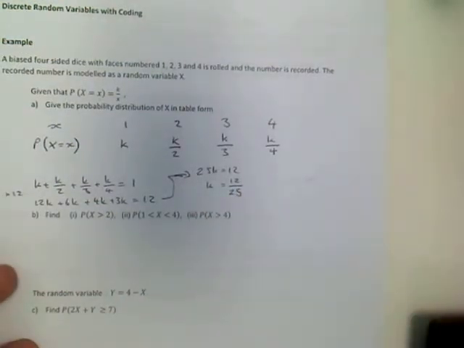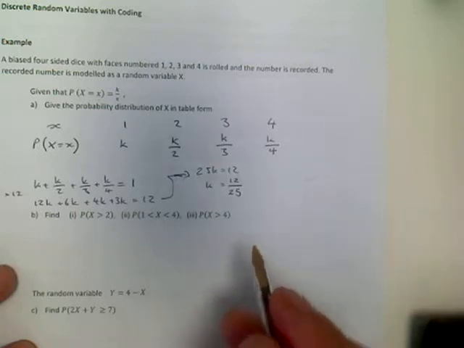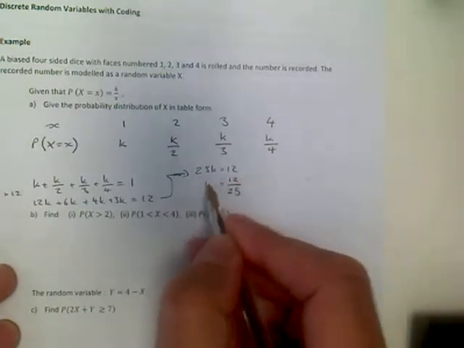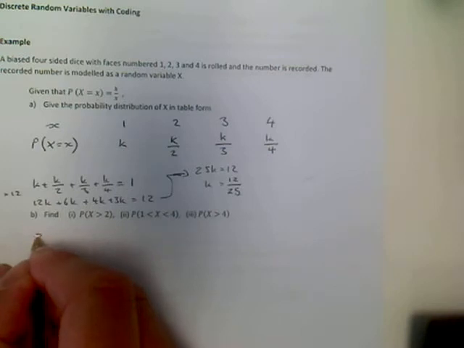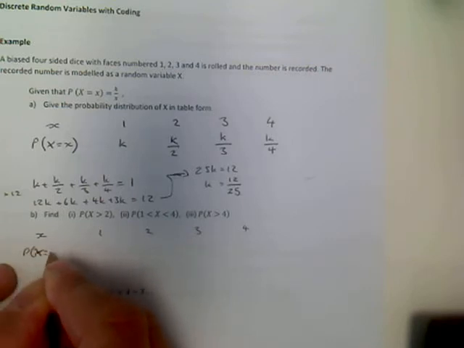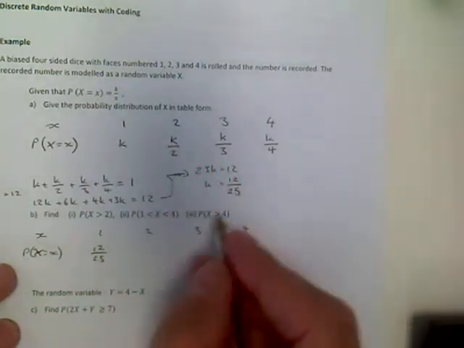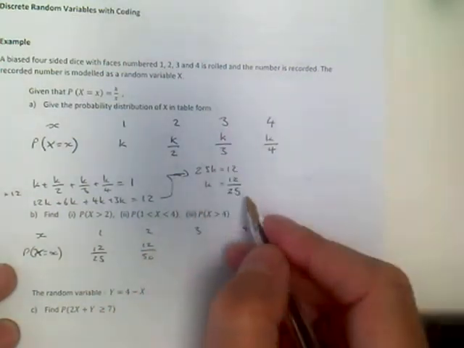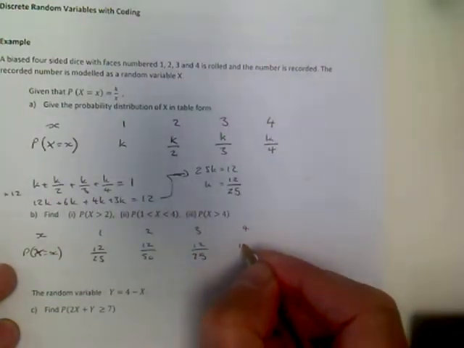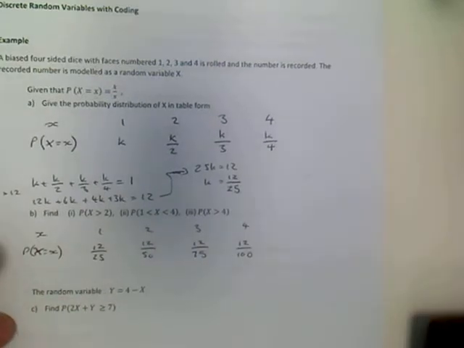So what am I trying to work out now? Okay, so what I want to do now is to use this to give me the actual probabilities. I think I'll just run out of space a little bit, so I'll do it down here. 1, 2, 3, 4. So P of X being equal to x. That one is going to be 12 over 25. That is going to be k over 2, so that's going to be 12 over 50. k over 3, that's going to be 12 over 25 times 3, that's 75. And that is going to be 12 over 100. So that's k over 4: 12 over 25 divided by 4, 12 over 100.